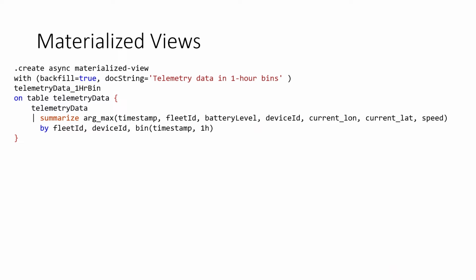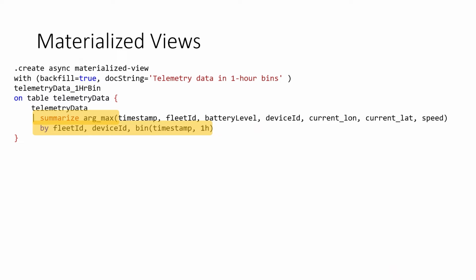One way we can address that is through materialized views. And a materialized view is a little bit like a view in SQL Server. It does pre-aggregation. So whenever you insert a row into a table, it automatically updates the materialized view very quickly. And so this pre-aggregated data is available to you later on. The way we create a materialized view is with the .create async materialized view.